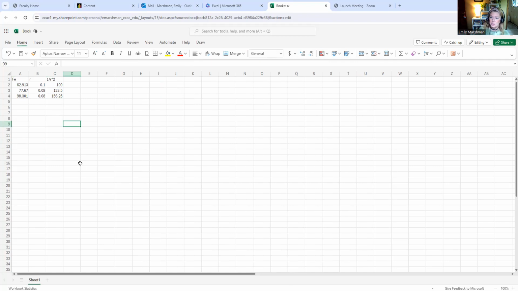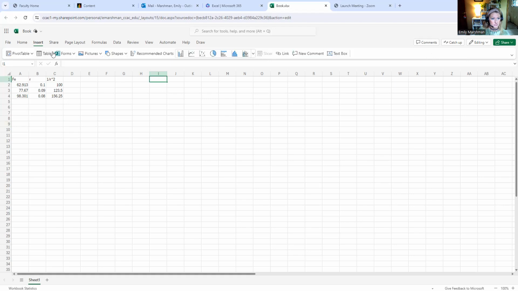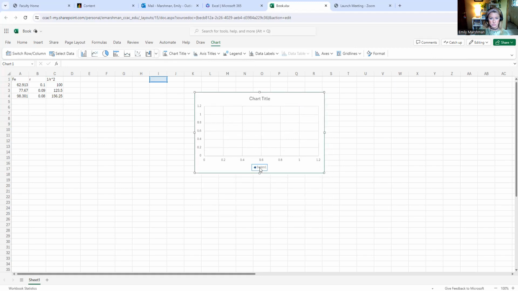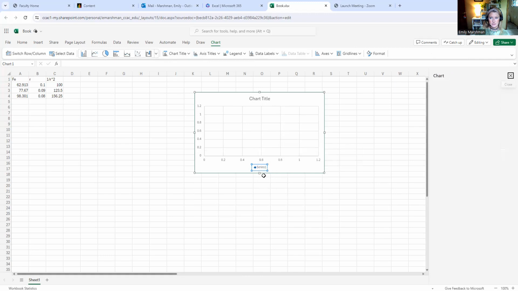So now I want Excel to make some graphs for me. I want to be able to visualize this. So what I'm going to do is click Insert, and click right here, Scatter Plot. Now it hasn't plotted anything yet because I haven't told it what data to use. So I'm going to click on the table and right click on series and click format.